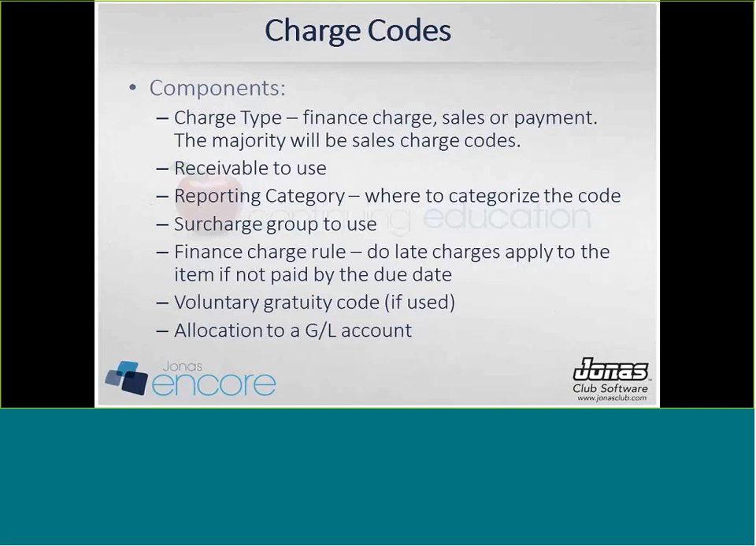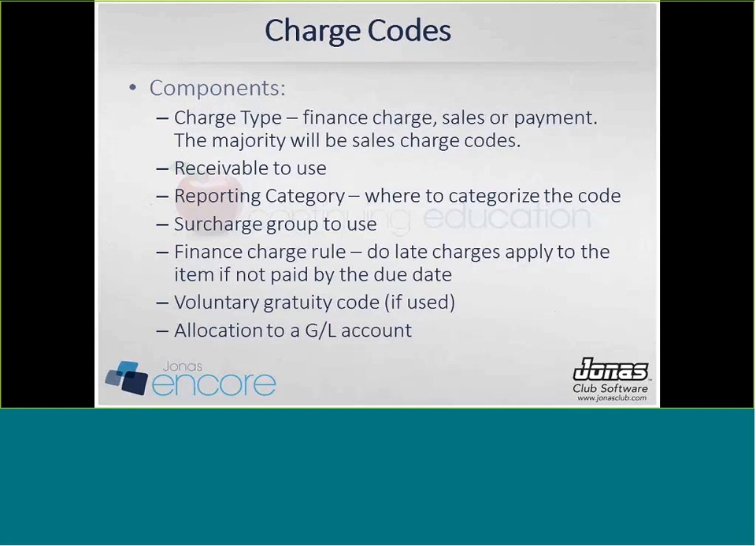The voluntary gratuity code is optional, and that's if you're using extra gratuity on any items. This is mostly for food and beverage, and that's just a code to use if extra gratuity was applied. And then the last and most important step is the allocation to a GL account. So pick the GL account that this code represents.